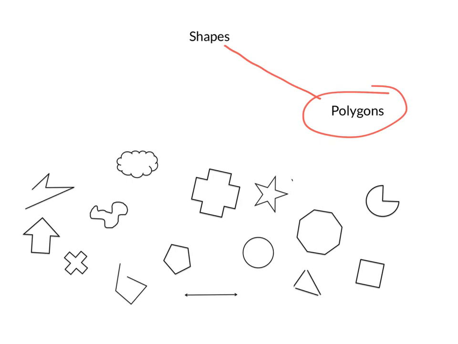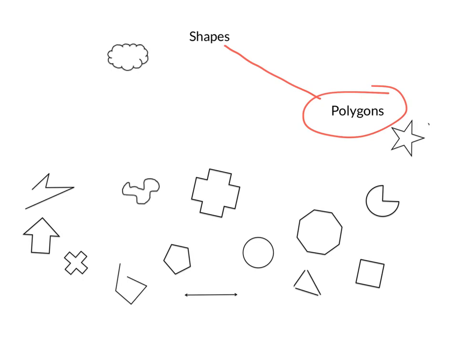So I know this little cloud here can be a shape, but it does not qualify as a polygon. This star is a polygon because it is a closed shape made out of straight line segments. This little squiggly squiggle is a fine shape, not a polygon. This is a pentagon. It has 5 sides. It classifies as a polygon.